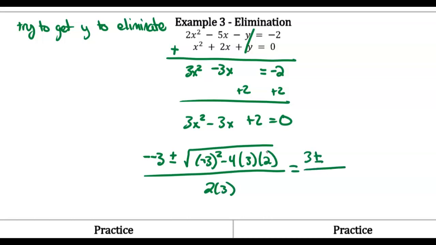Okay, so let's simplify that a little bit. We're going to plug this part, the discriminant underneath the square root, into our calculator. So we're going to get negative 15. Since that discriminant is negative, it has no real solution. Okay, let's try another one like that.